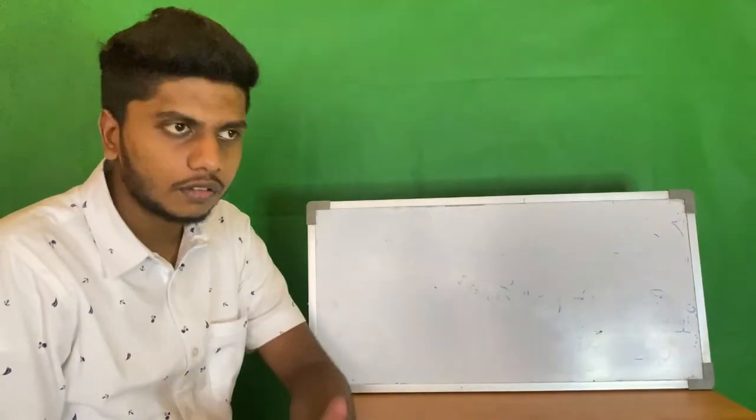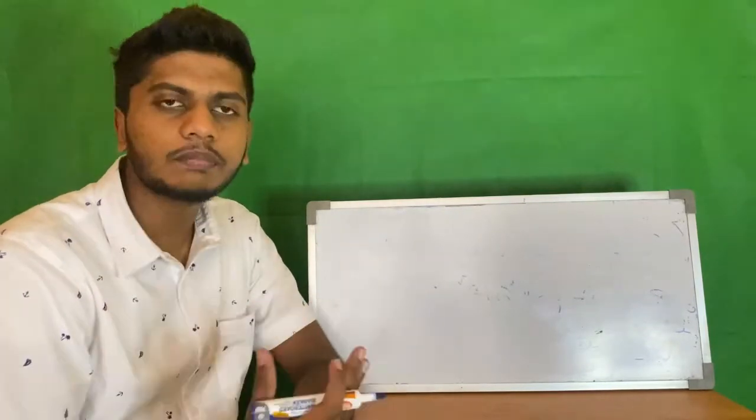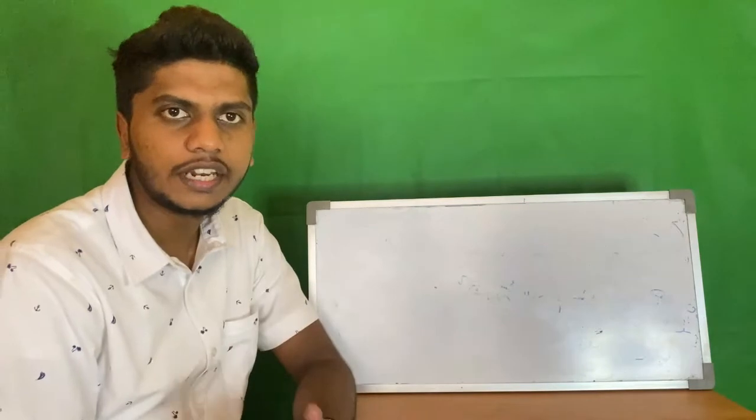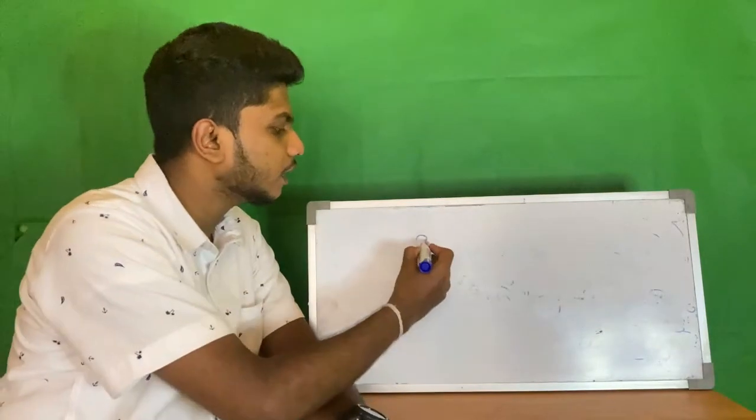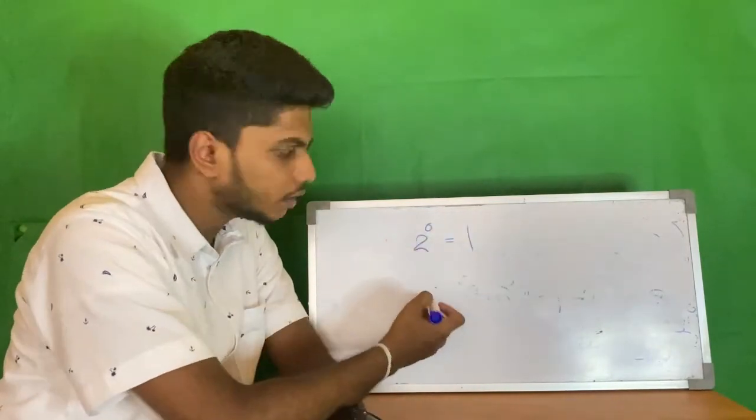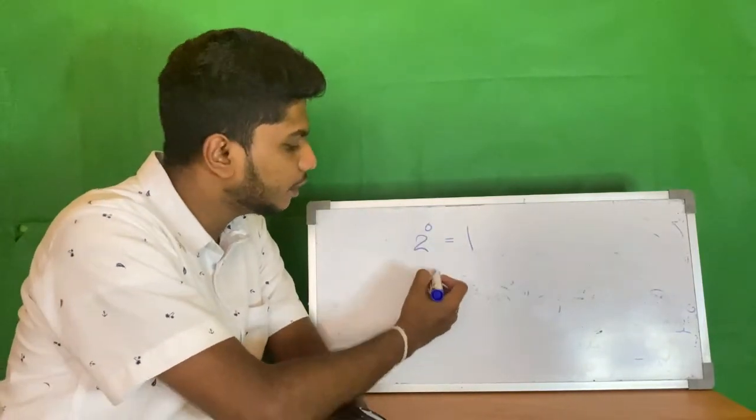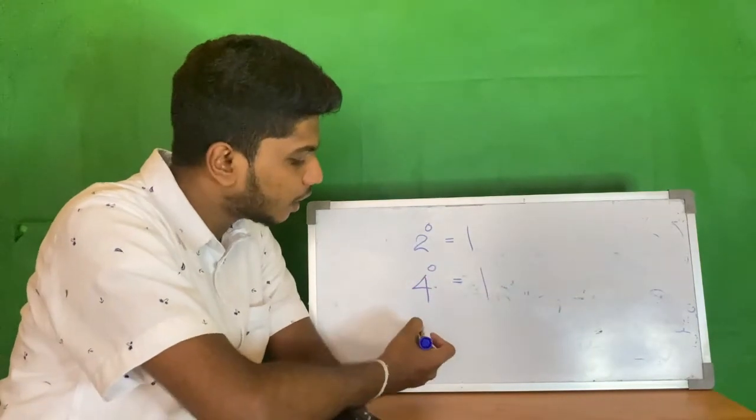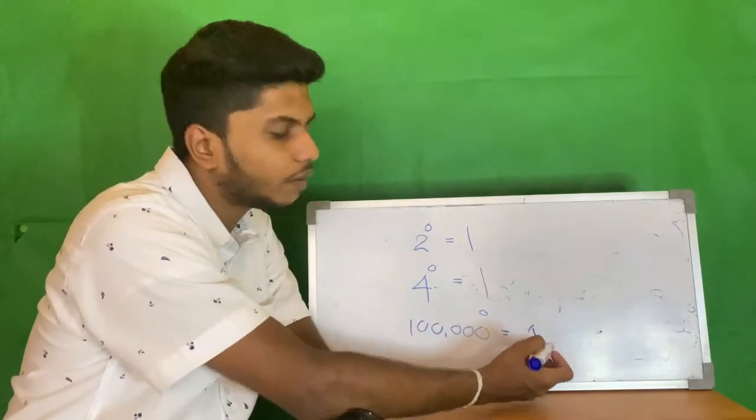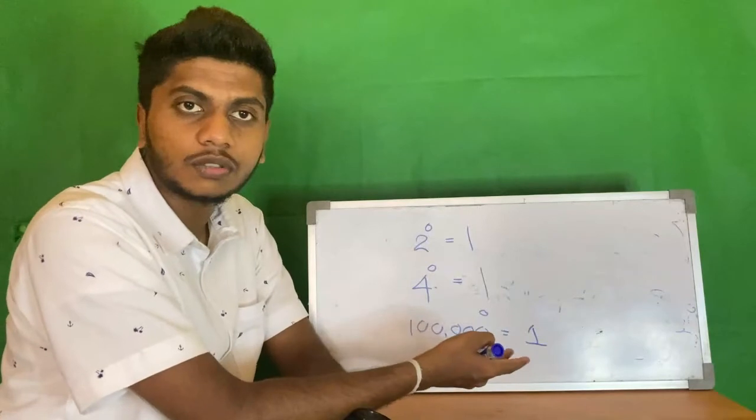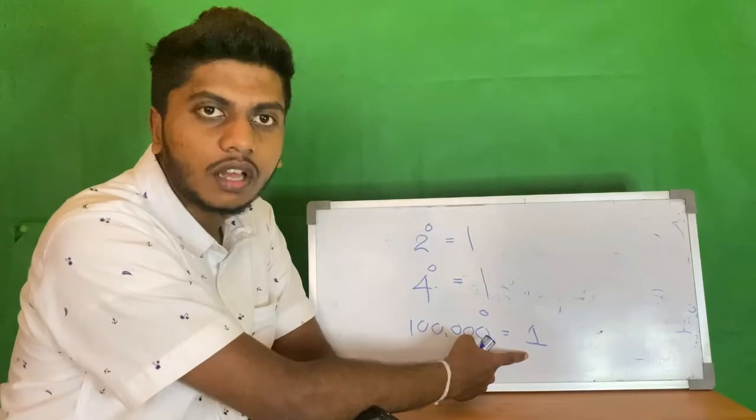Rather than that, there is a universal theory. The zeroth power of any base is 1. If you take 2 to the power 0 it is 1, 4 to the power 0 is 1, and 100,000 to the power 0 is also 1. No matter how big the base is, if the power or the index is 0, the value is 1.